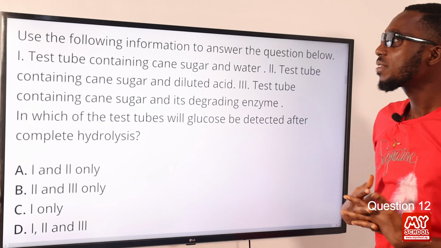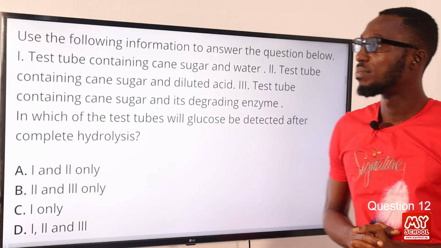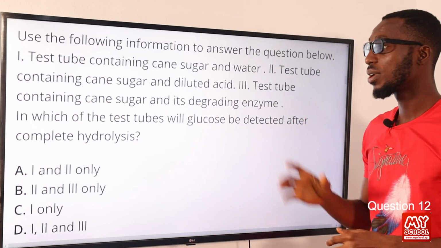12. Use the following information to answer the question below. So we have test tube 1. Okay, so what is the question below?